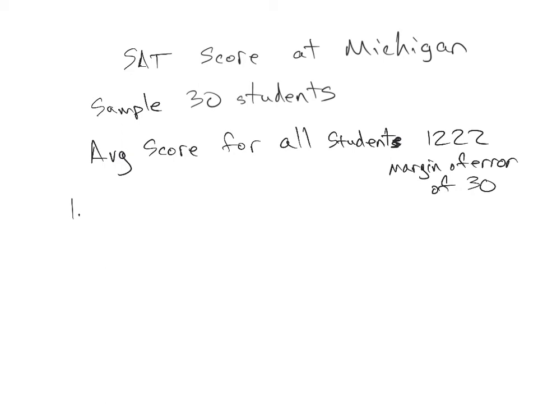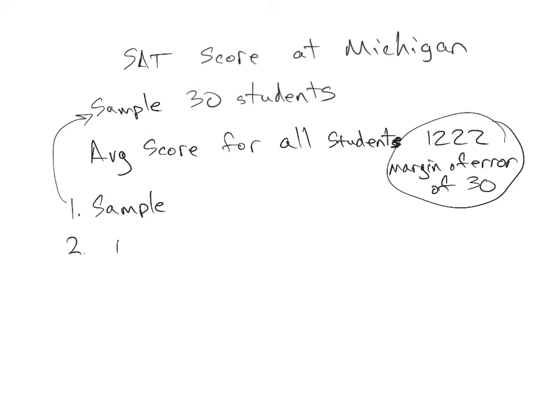Question number 1 would be, is the average of 1,222 reported by this person calculated from a sample or the whole population? Well, we've already been told it was from a sample. They did not go and look at every score of all the Michigan students. Now use the margin of error to give an interval of possible values for the true mean. We're looking at this information right here: 1,222 minus 30 and 1,222 plus 30. So this is what you do with the margin of error.